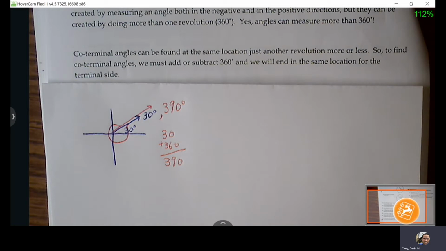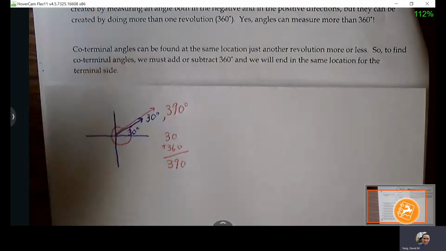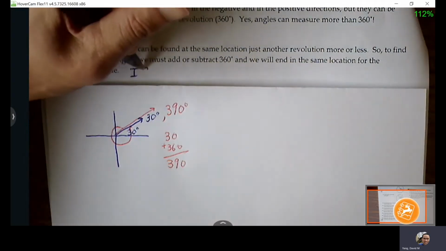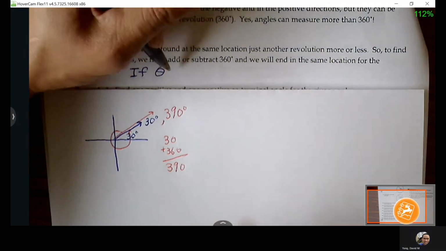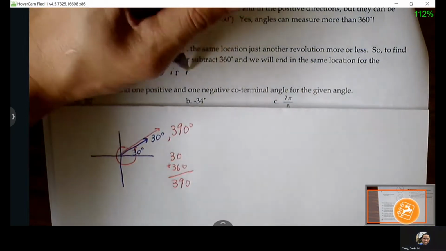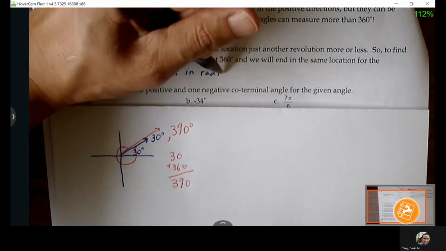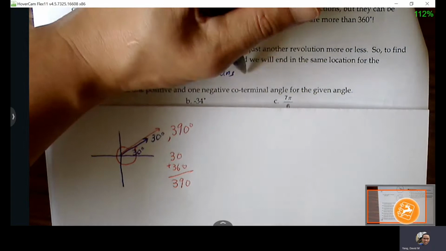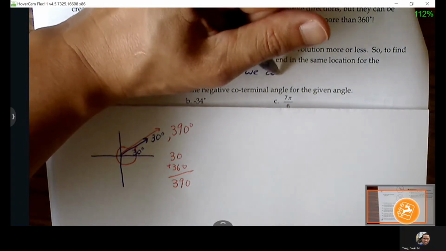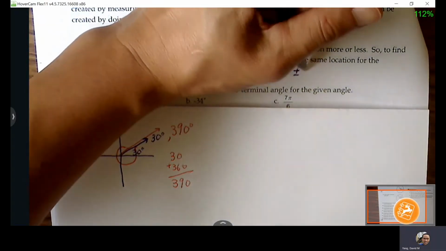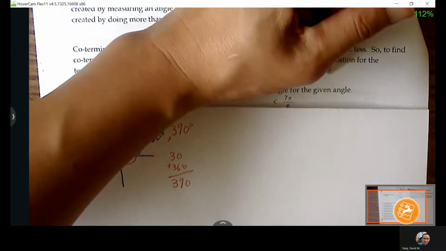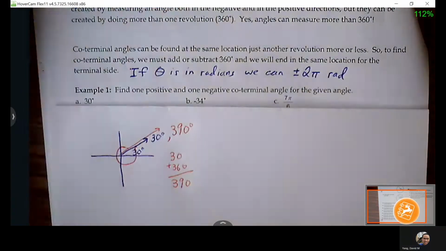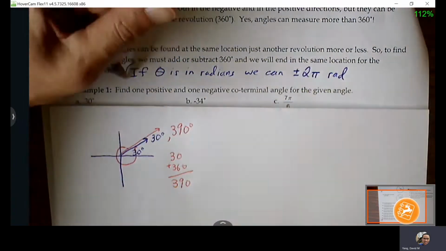Okay, so to find coterminal angles, we must add or subtract 360, and we'll end up in the same location for that terminal side. Now that's in terms of degrees, right? If theta is in radians, then we're going to add or subtract 2 pi radians to find a coterminal angle.